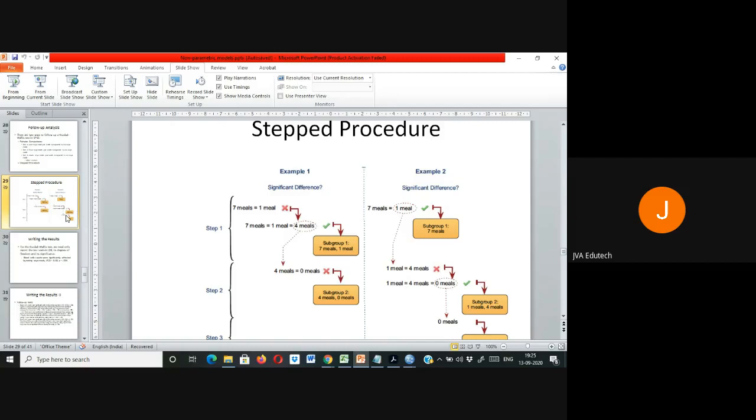In this figure, we have done a step-down process, and here is how it works. We have taken 2 examples, example 1 and 2. In the first example, step 1 is to see whether the first ordered group is the same as the second. That is, is there a significant difference between the 7 meals and the 1 meal? We can see that there is no significant difference.